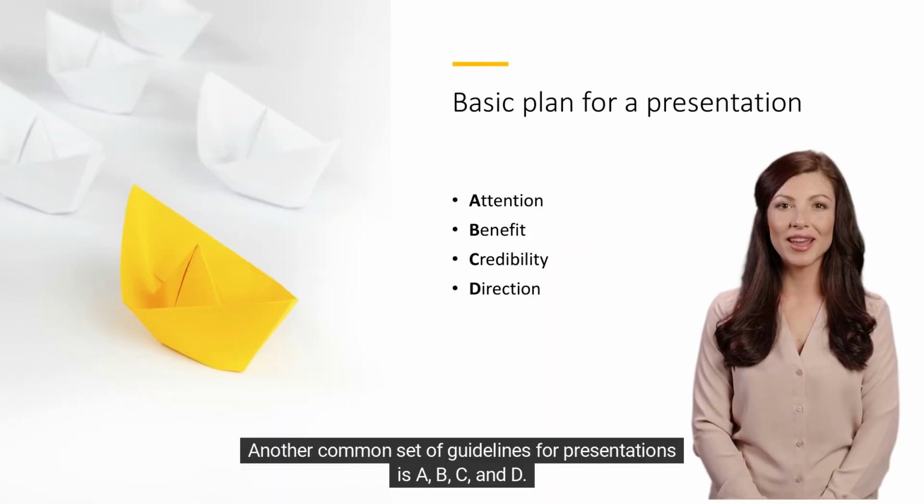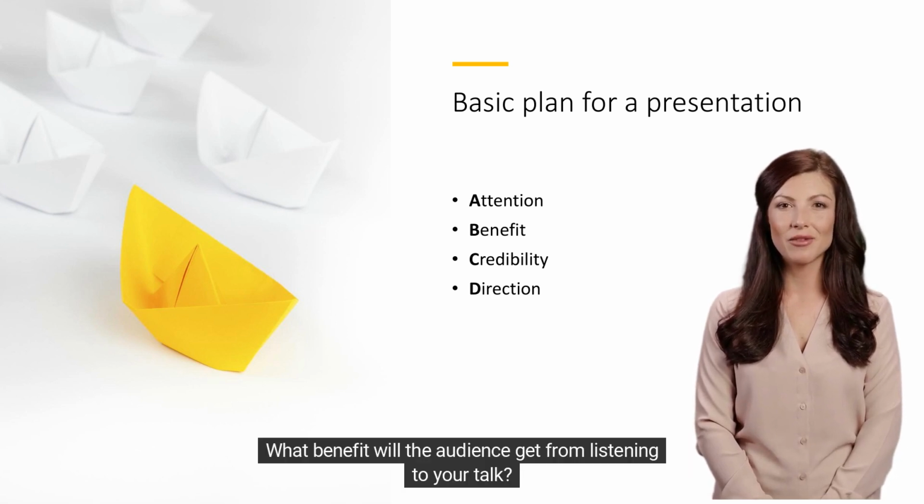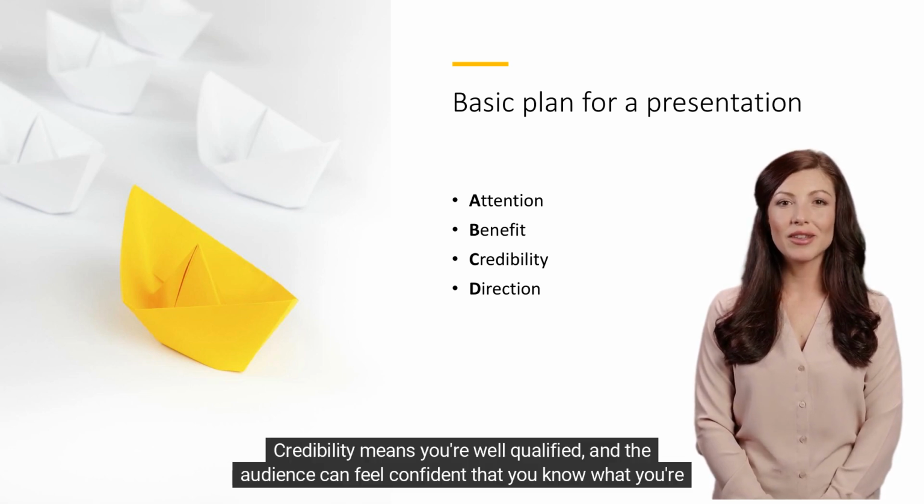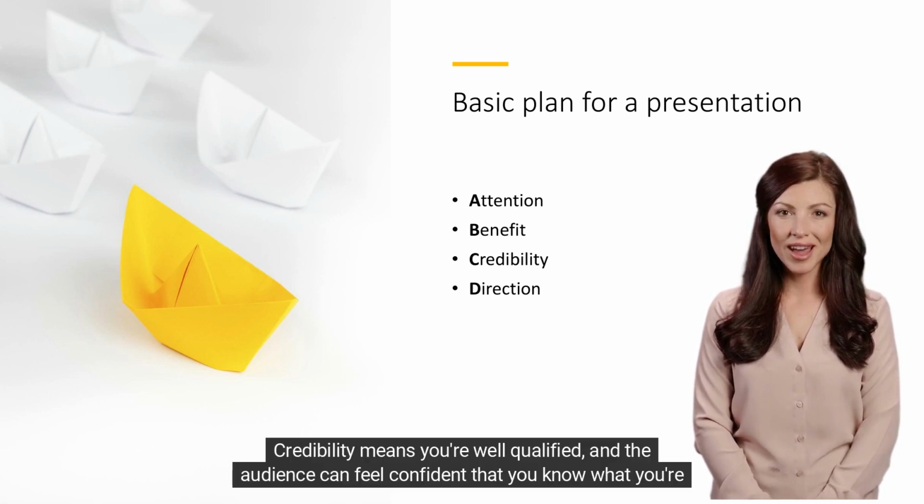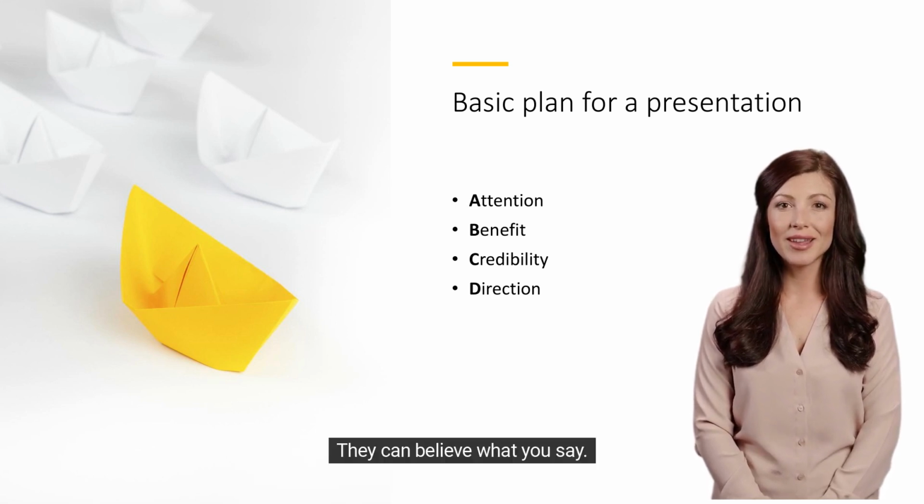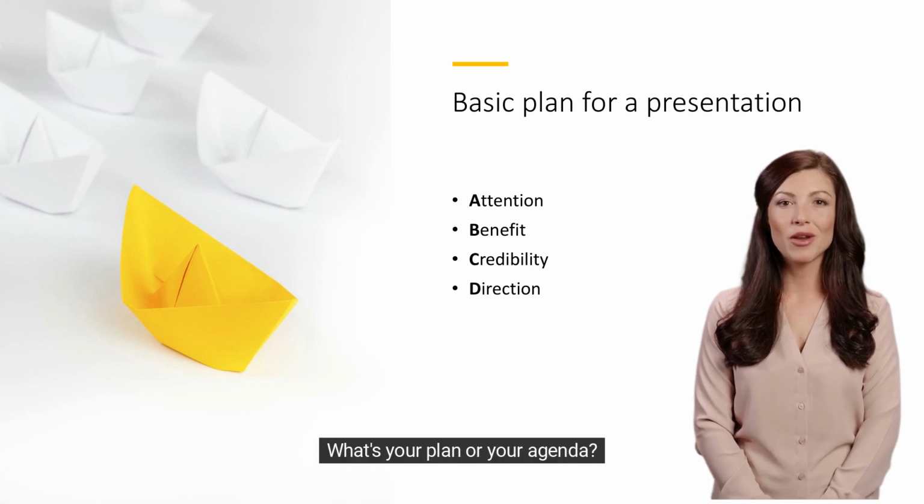Another common set of guidelines for presentations is A, B, C, and D. A means to get people's attention. B stands for benefit. What benefit will the audience get from listening to your talk? C is credibility. Credibility means you're well qualified, and the audience can feel confident that you know what you're talking about. They can believe what you say. And last, D stands for direction. What direction are you going in your talk? What's your plan or your agenda?